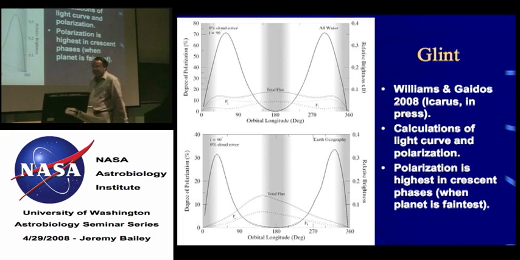So glint is certainly potentially a way of detecting oceans, but I think it's actually quite hard to do in practice, at least for a realistic planet like the Earth, where you've got the glint spot competing with reflection from clouds and continents.